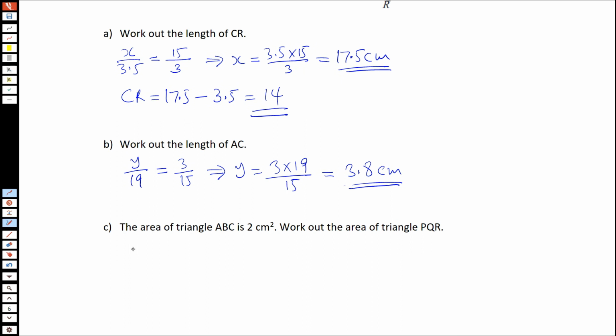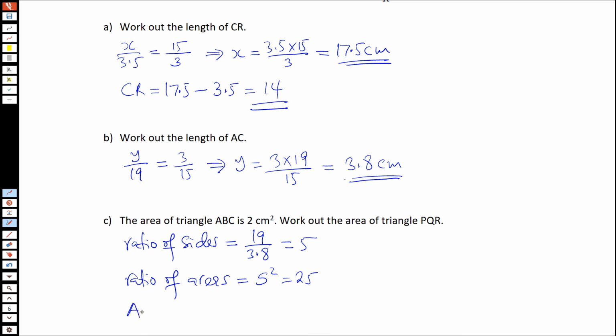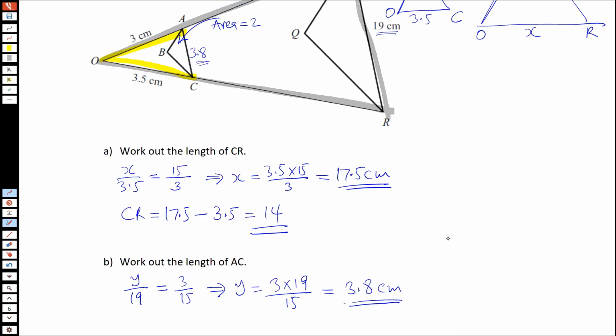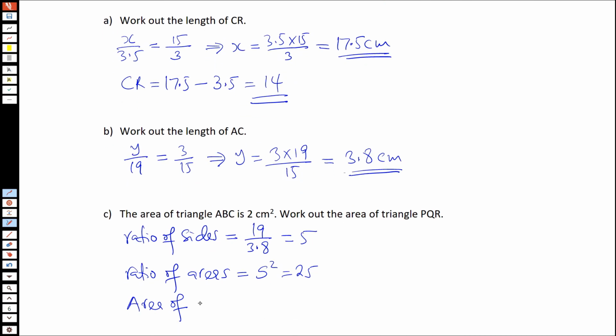So I'll start from there. The ratio of the sides, we have 19 over 3.8, and that will give us 5. So the ratio of the areas will be equal to 5 squared, which is 25. So the area of the larger triangle, PQR, will be 25 times the area of the smaller triangle, which is 2, and that will be 50 centimeters squared.